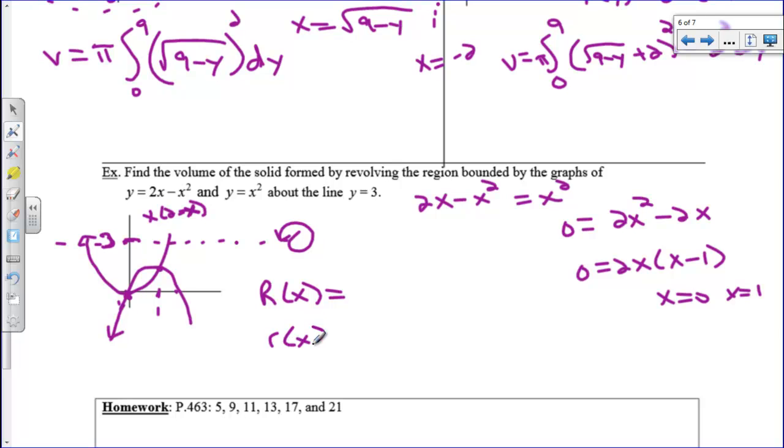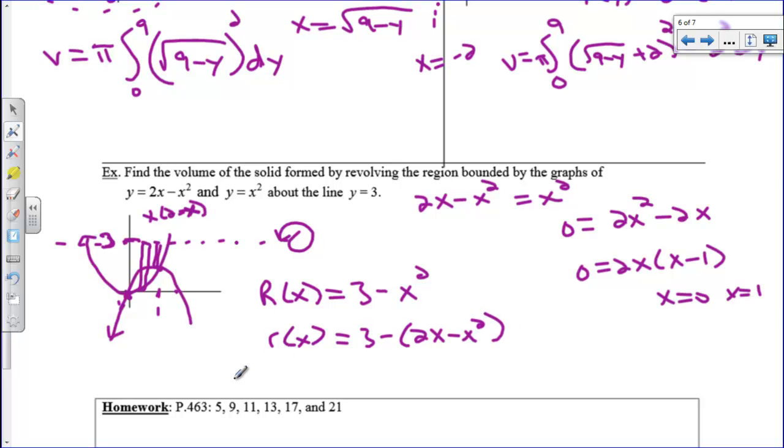My outside radius is the distance from my axis of revolution to the furthest graph away. And that distance again is top minus bottom. So that's going to be 3 minus the bottom graph here, which is x squared. The inside radius is the distance from my axis of revolution to the closest graph, which should be 3 minus 2x minus x squared.